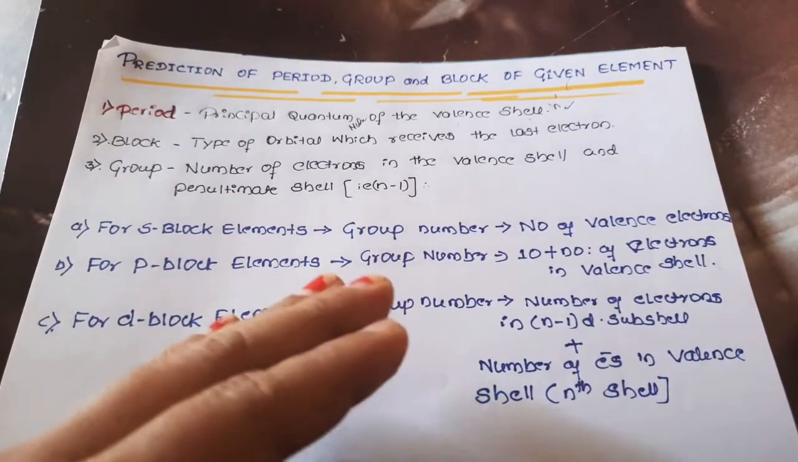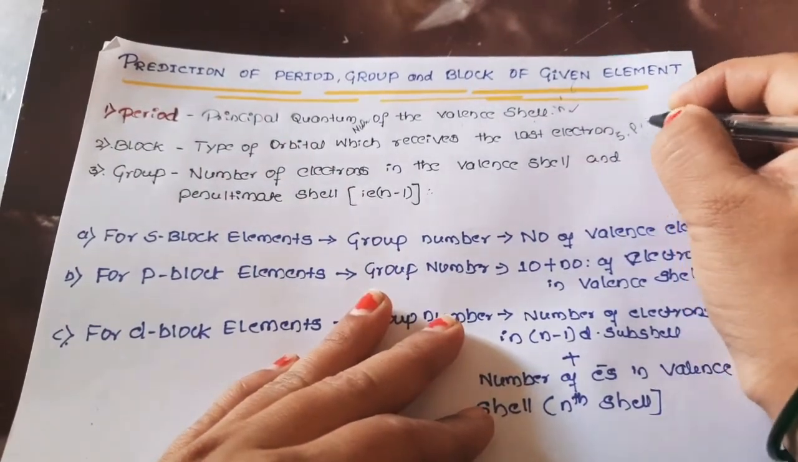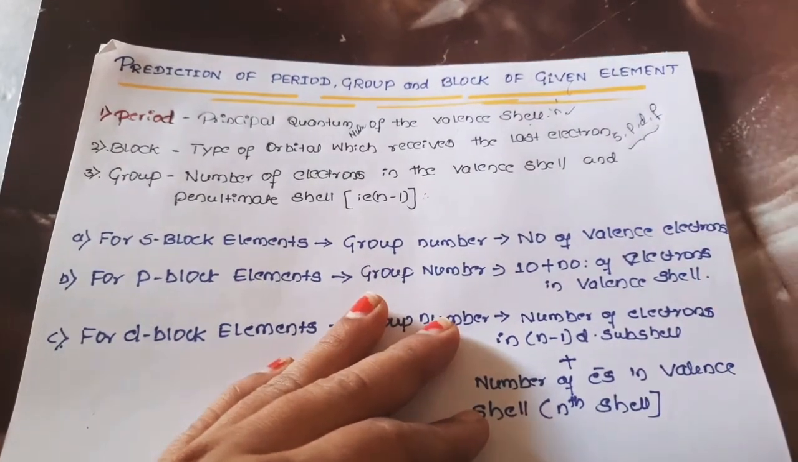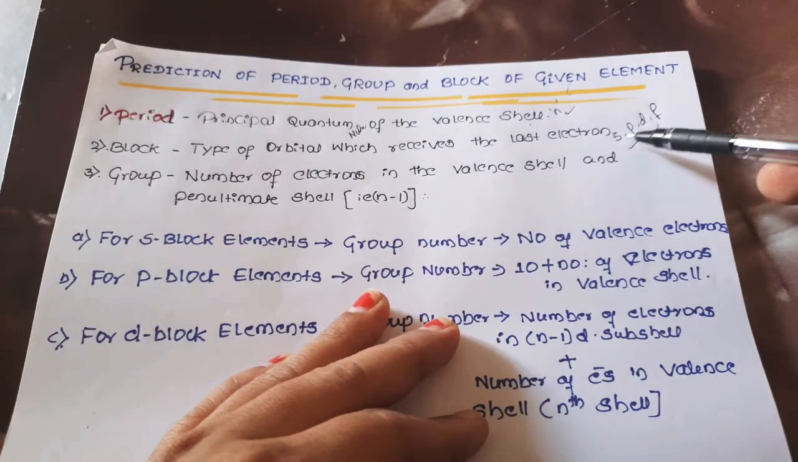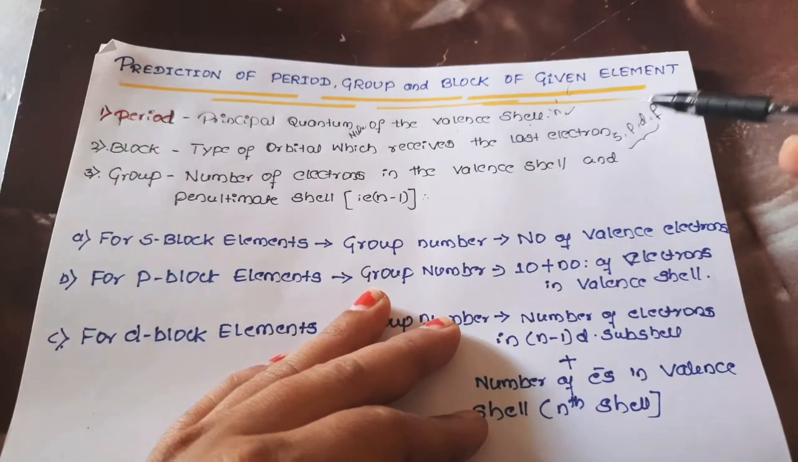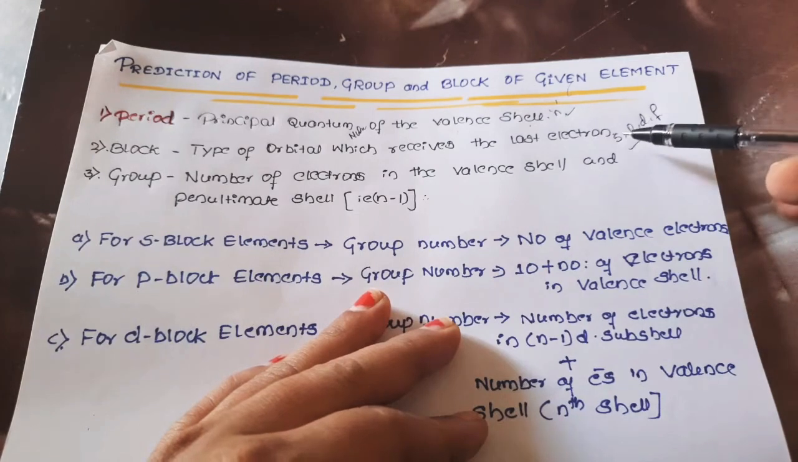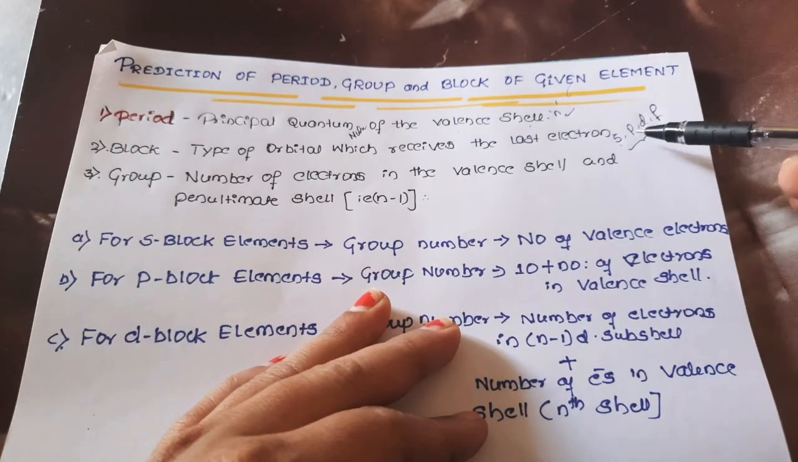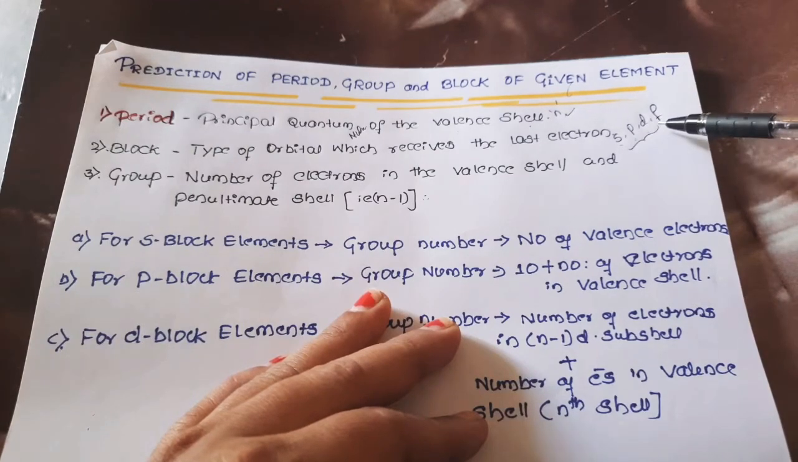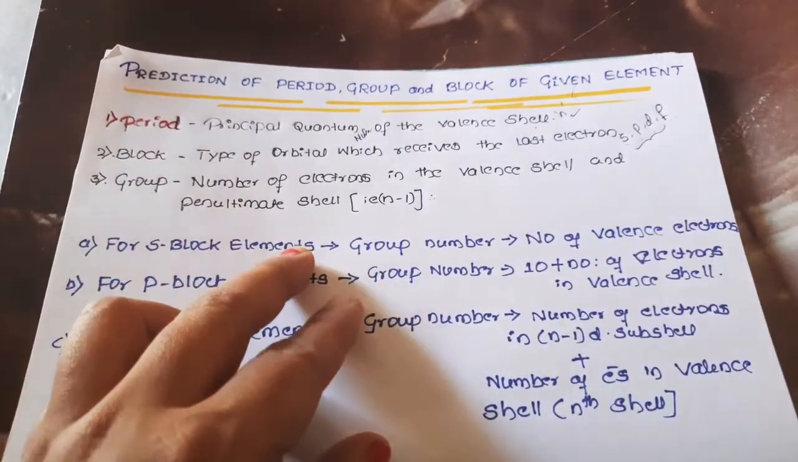Next comes the block. As we all know, the periodic table is classified into 4 blocks, that is S, P, D, F block. On what basis are we classifying it as SPDF? It depends on the outermost electronic configuration, where the outermost electron belongs when you write the configuration. If the configuration ends with an S orbital, then S block elements; P orbital, P block elements; D orbital, D block; likewise F orbital, F block elements. That is, the type of orbital which receives the last electron.